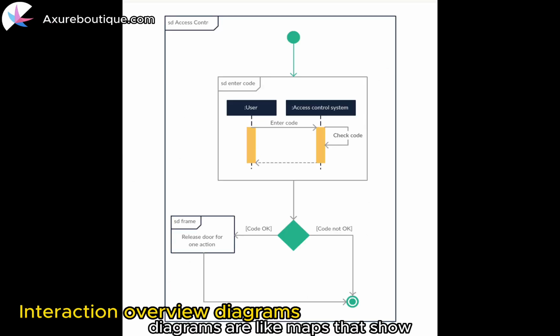Interaction overview diagrams are like maps that show the order of different interaction diagrams. They are a way to organize and present a collection of interaction diagrams. In an interaction overview diagram, we use nodes to represent different types of interaction diagrams. These nodes can be things like sequence diagrams, communication diagrams, or other types of interaction diagrams. The interaction overview diagram helps us see the big picture and understand the flow of interactions between different diagrams. It shows us the order in which these interactions happen.